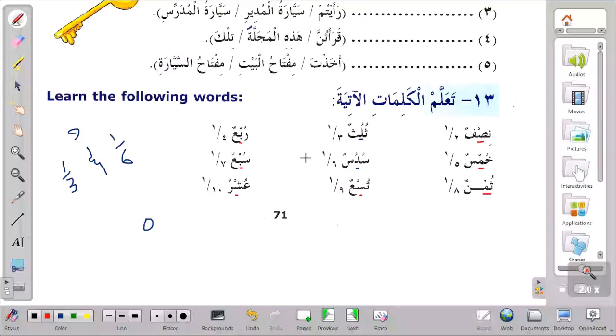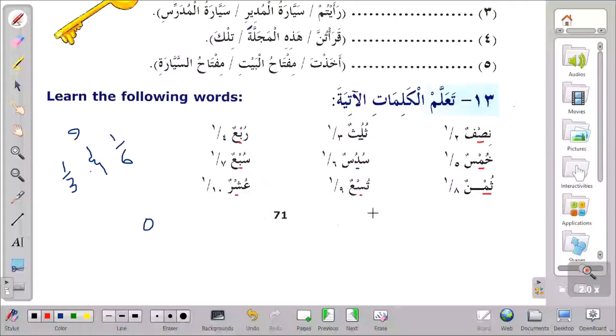So 1/3 is sulusun, not sulsun. The 1/6 is sudusun, okay, not sudsun. They will have the Dhamma. But the rest have their middle with sukoon. So nisfun, khumsun, sumnun, tus'un, ushrun, sub'un, rub'un, in that order.